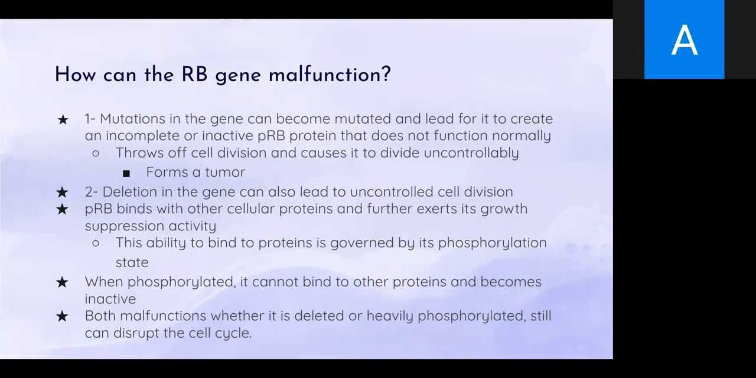So that's hyperphosphorylation. And we have two different types of phosphorylation. One is hyper, with the ER, and one is hypo, with the O at the end. Hypo is less phosphorylation, which is actually favored for the cell cycle, because we don't want our protein to be too heavily phosphorylated, or else it can become inactive and won't be able to bind with other proteins. So both malfunctions, whether it's deleted or heavily phosphorylated, still disrupt the cell cycle, and they still add to that uncontrolled cell division.